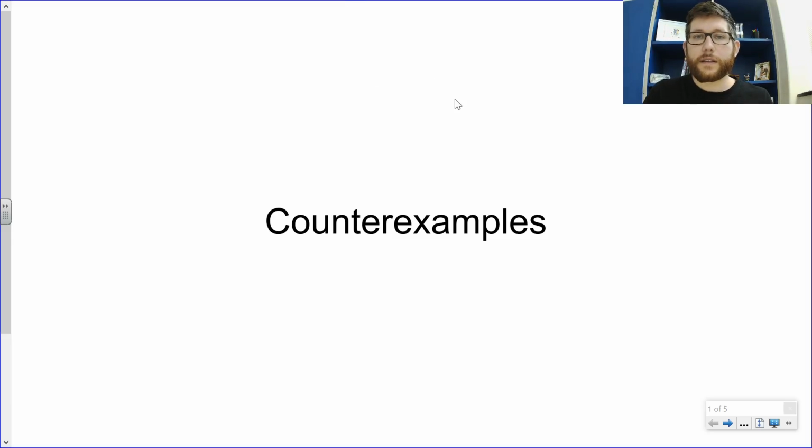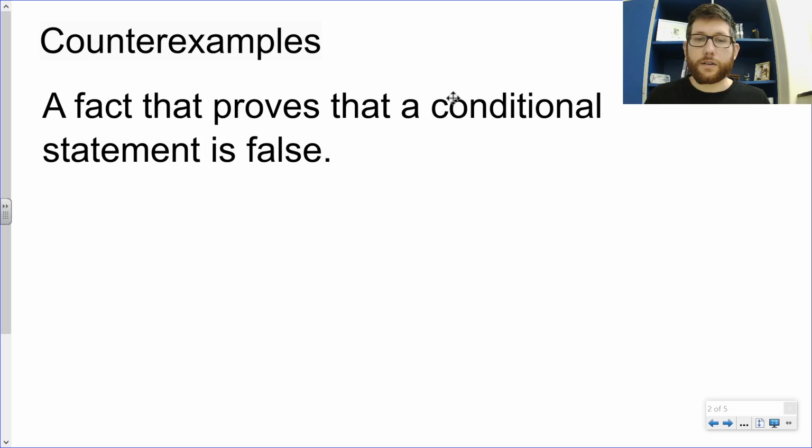Alright guys, in this video we're going to take a look at counterexamples. This is a pretty easy topic, but sometimes it can be just a little bit tricky. So let's first start by defining counterexample. A counterexample is a fact that proves a conditional statement false.